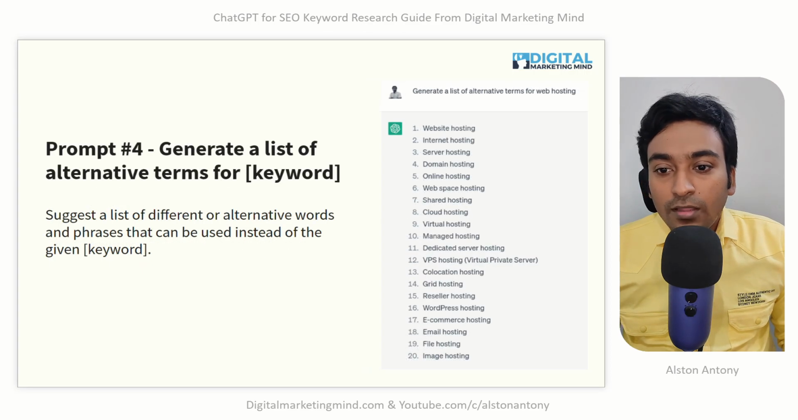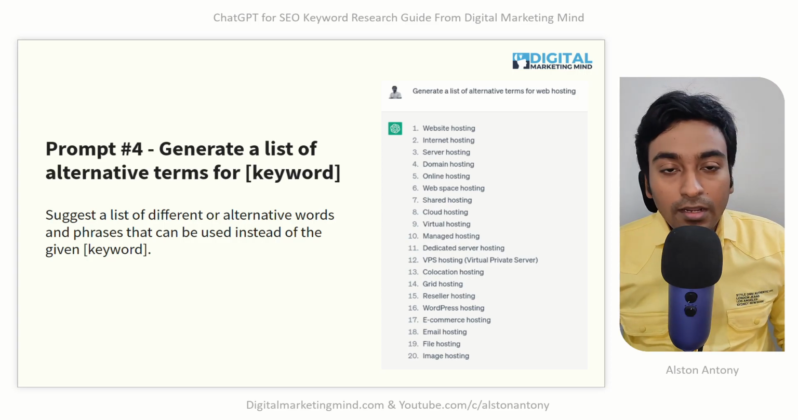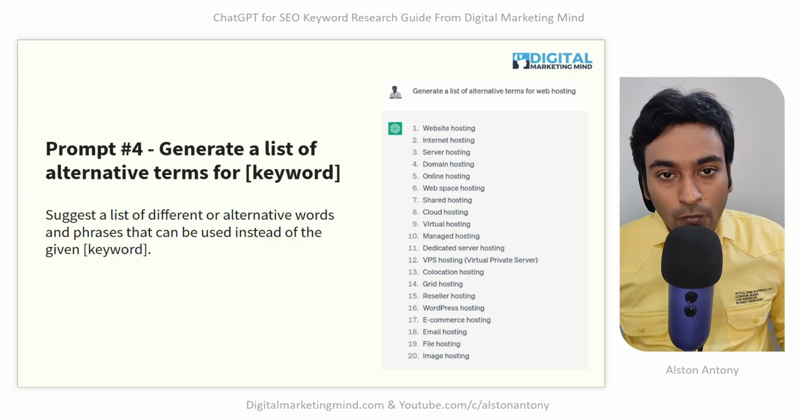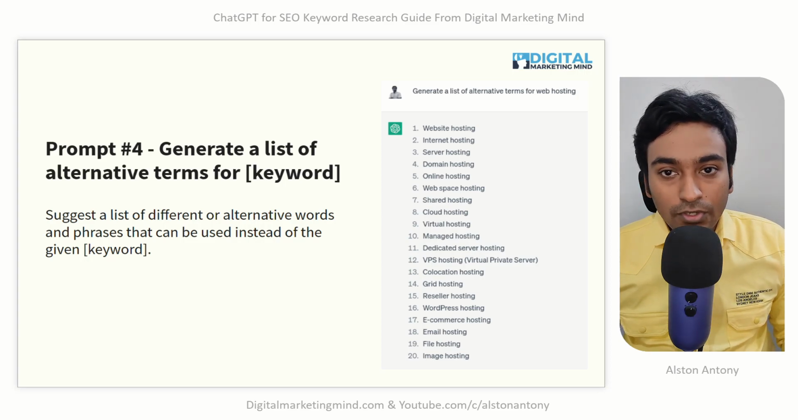The prompt 4 is generate a list of alternative terms for keywords. This is also a cool way where we are asking ChatGPT, okay, this is my keyword, but give me some alternative keywords, not just the same keyword, or keywords which are related, but I want something alternate for my main keyword. If you want something like that, you can just ask for the alternative terms for this particular keyword, and based on it, it will provide all the alternate terms for you.